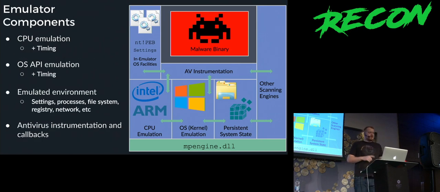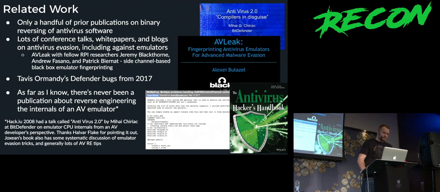Emulator components, generally, as I said, you need CPU emulation, OS API emulation, and an emulated environment, such as a file system, fake settings, maybe fake network connectivity, a fake registry. And throughout that, you need to have your antivirus instrumentation callbacks, so you can inform the AV about what the malware inside is doing.